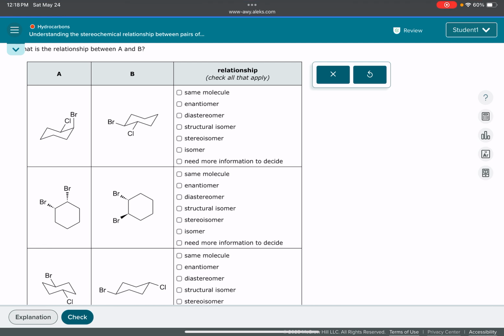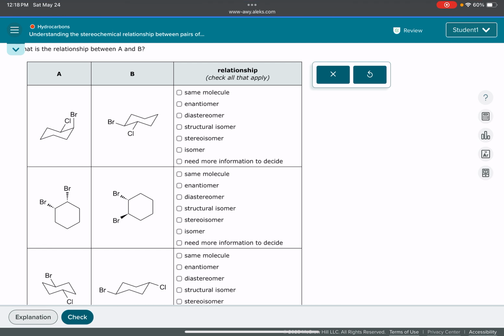I probably should build this. So I could see if I could flip it around and make it be the same thing. But because it looks like they're actually, if you're looking down from the top of this cyclohexane, the bromine is sort of to the right of the chlorine on the A structure, but it's to the, oh yeah, no, it's still to the right. It's rotated in space. Got it.